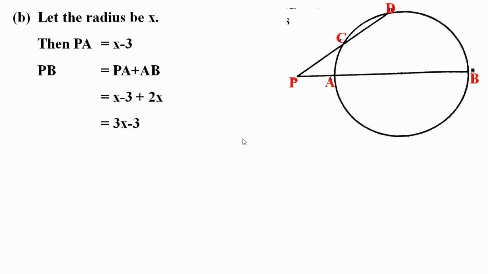Now we know PA into PB equal to PC into PD. Let us replace the values. PA is x minus 3. PB is 3x minus 3. PC is 6 and PD is 12. So we can write (x minus 3) into (3x minus 3) equal to 6 into 12.